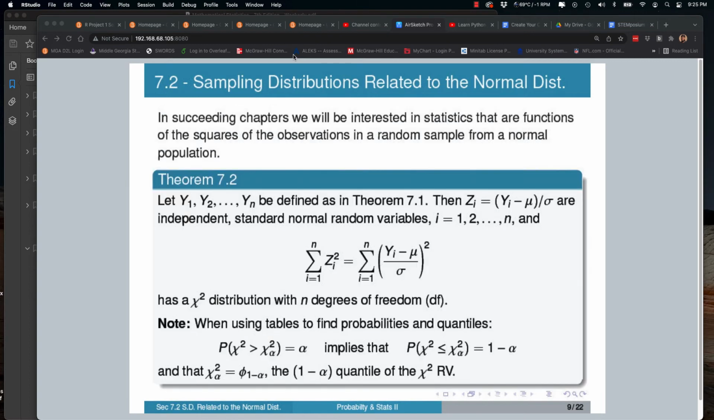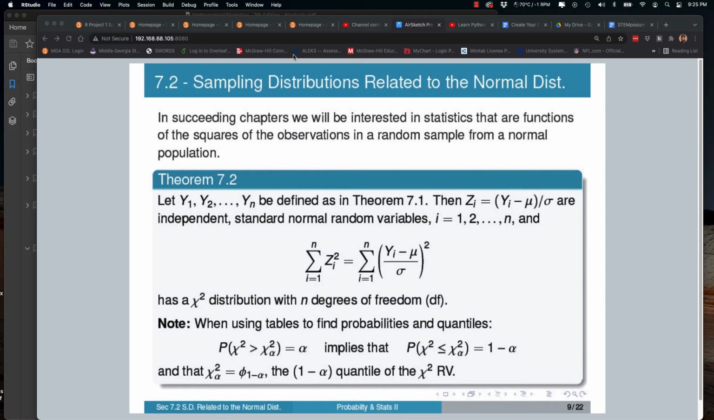So the next thing we're going to get into is a little bit of what we call the chi-square distribution. You guys are a little bit familiar with it, especially if you took either Dr. Trimboli for one of the applied stats classes, or if you took me for biostats, you've definitely done something with chi-squared. We're going to discuss two different ones. Today we'll discuss one, and the next lecture we'll discuss a slightly different variation. In the succeeding chapters, we'll be interested in statistics that are functions of the squares of the observations in a random sample from a normal population.